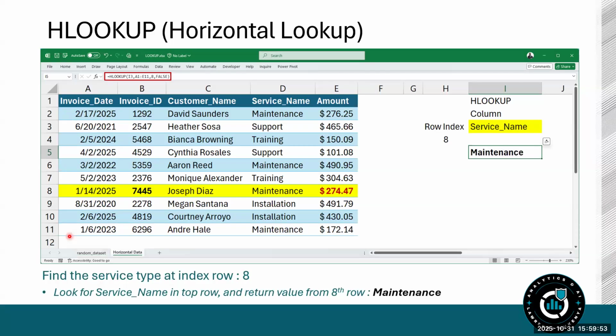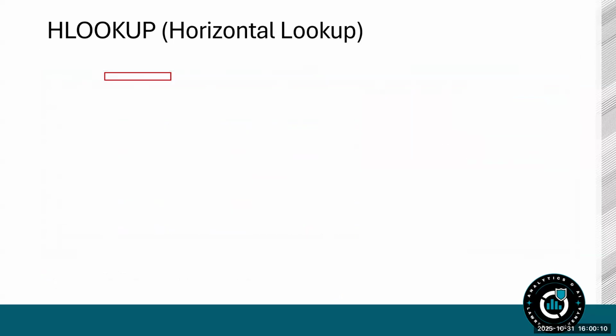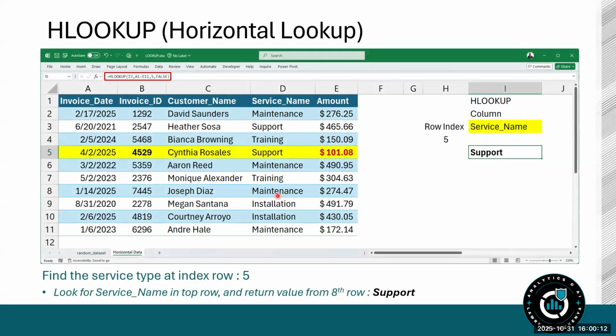And then similarly, if we want to find the service type, still with the row number 8, it will do the same thing. The formula searches the top row to find the service name, and then returns the value, which is maintenance, that is in row number 8. Sometimes you may want to change the row index to 5. Still, in this case, for the service name, it's going to return support.